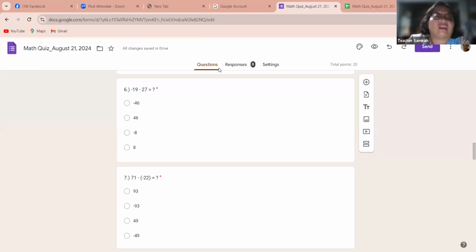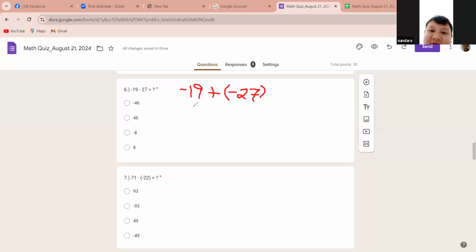Okay, I will have to write it down. So negative 19, the same, right? And then according to the rule of subtraction, we are going to change the minus sign into a plus sign, and then the positive sign will be changed into a negative sign. Okay, look at this. Then go back to the rule of addition. Do the integers have the same sign now?